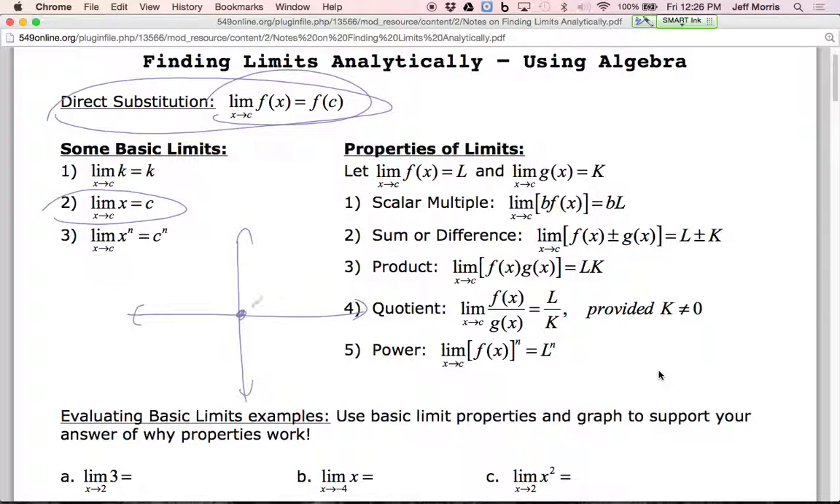Let's just do a simple parabola, and let's do the limit as x approaches 0 of x squared. Now, looking at the graph, most of you would agree. What does it look like it's approaching from the left? 0. What does it look like it's approaching from the right? 0. So we know the limit's 0. Well, let's see if the algebra works. If I plug in 0, what's 0 to the second power? 0. It works. Direct substitution works.